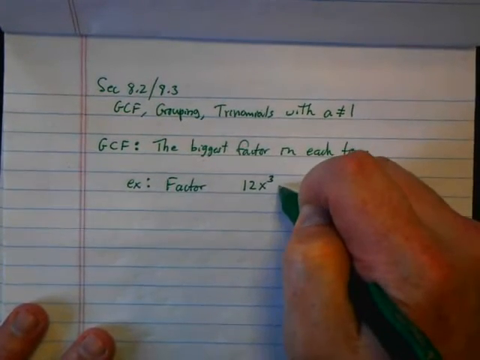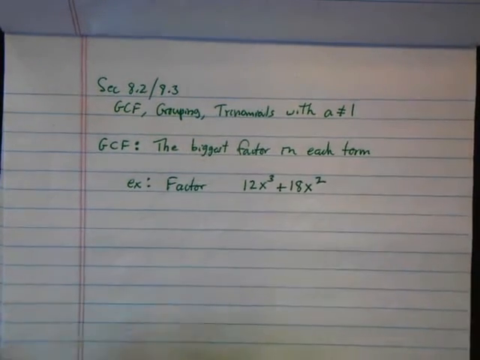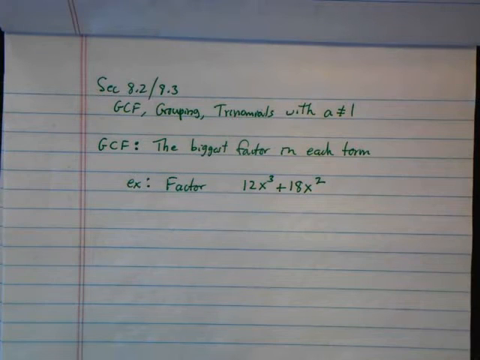So, for example, if I were to ask you to factor 12x cubed plus 18x squared. Whenever you see the word factor, the first thing you should always look for is a common factor. Always, always, always. Because if you factor that out, it's going to make all your numbers smaller and all your power smaller. It's going to make life easier for you.